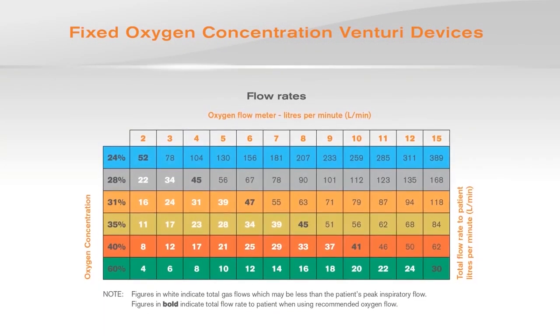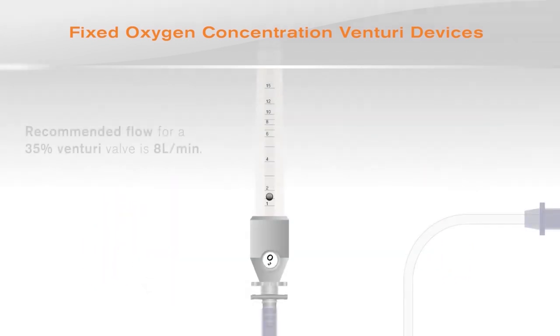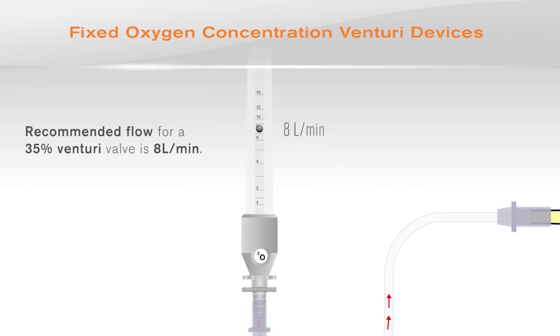It is important to be aware that at oxygen requirements above 40%, the valve may not generate enough total flow to meet high inspiratory demands. There is also a widespread misconception that the oxygen concentration varies with the oxygen flow rate. If the oxygen flow rate is increased, the total flow to the patient is increased, but the oxygen concentration stays the same. For example, the recommended flow rate for a 35% Venturi valve is 8 litres per minute.